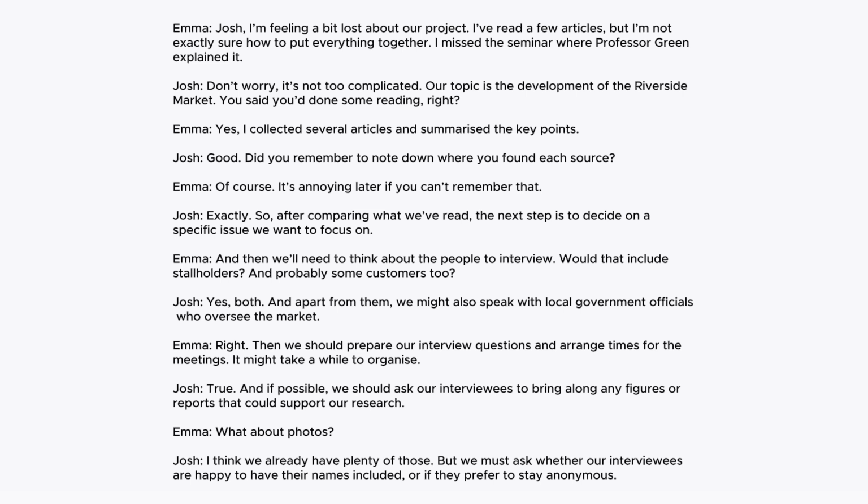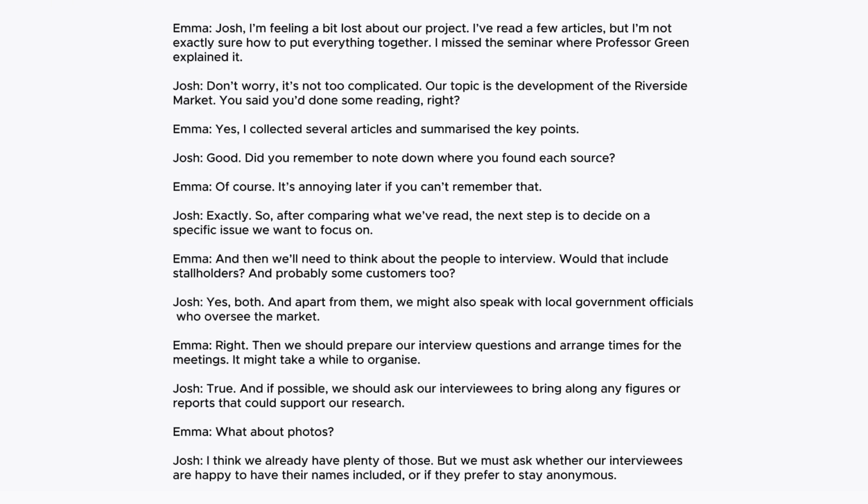Would that include stallholders? And probably some customers too? Yes, both. And apart from them, we might also speak with local government officials who oversee the market. Right. Then we should prepare our interview questions and arrange times for the meetings. It might take a while to organize.